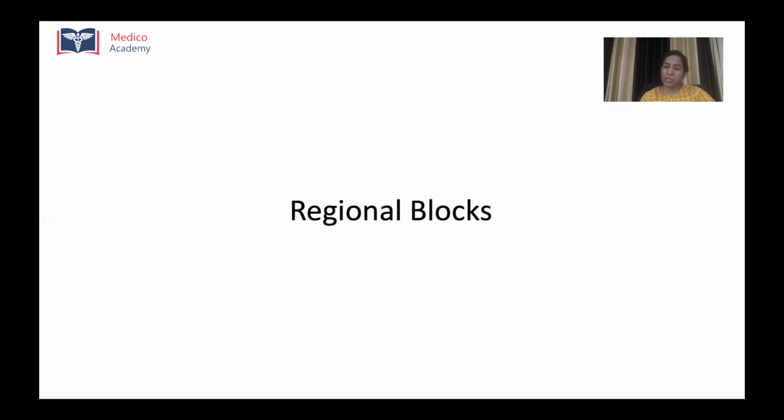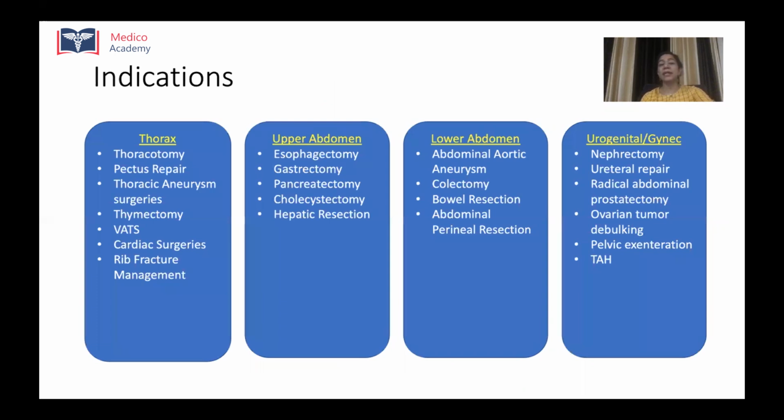So coming to the regional blocks, the important point to note is what are the indications for using these regional blocks. So as you can see on the screen, there are too many indications out here. There can be indications for surgeries on the thorax like thoracotomy, pectus repair, thoracic aneurysms, thymectomy, video assisted thoracoscopic surgeries, cardiac surgeries, rib fracture management, which is a very important indication and commonly employed indication as well.